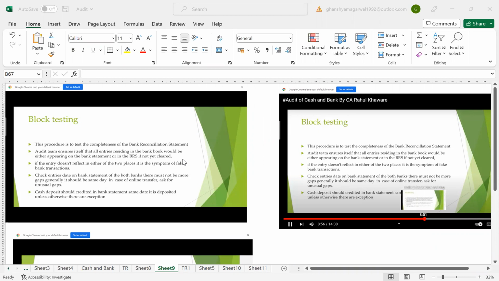Anybody can explain what is written out here? Block testing. They ask a lot in interviews. What is block testing? This is done to test the completeness of the BRS. Audit team ensures itself that all the entries in the bank book would be appearing in the bank statement or in the BRS if it is not cleared. If the entry does not reflect in either of the two places, it is the symptom of fake bank transaction.